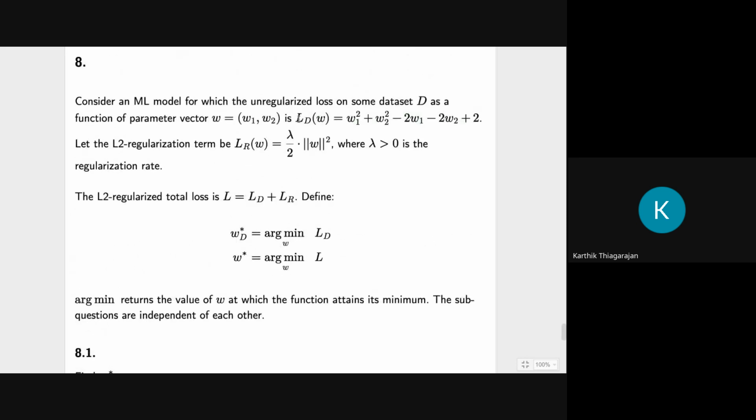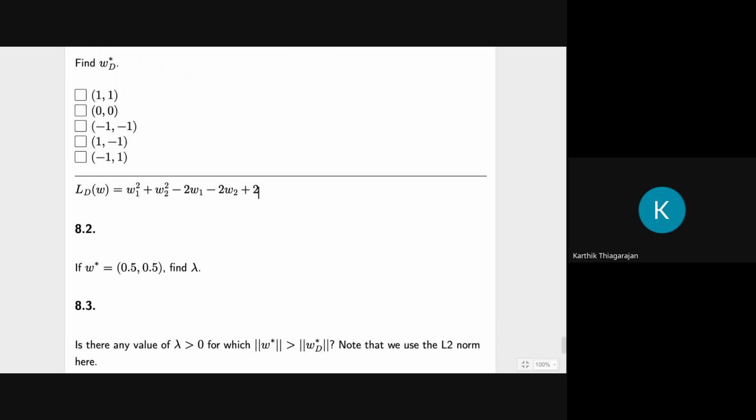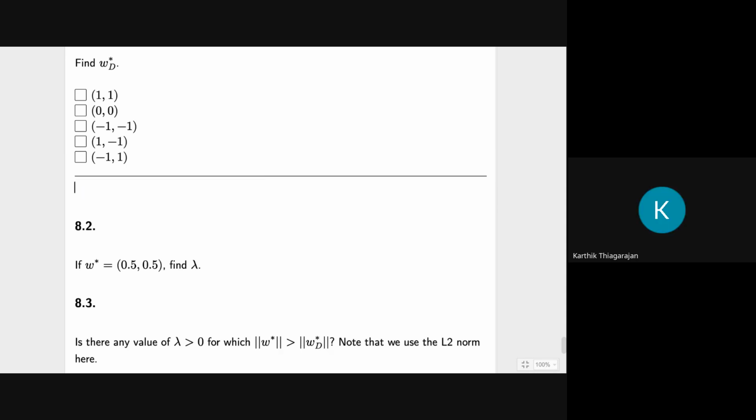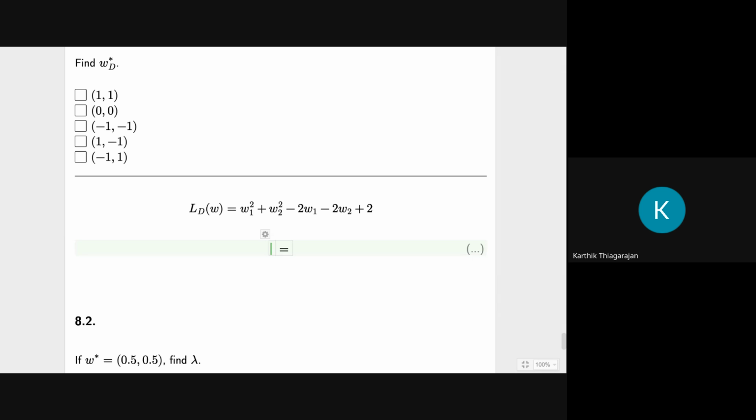How will you solve this? You need to find the minimum. Find the derivative and set it to 0, right? So what will be the derivative in this case? You get 2w1 minus 2 and 2w2 minus 2. You set it to 0 and you will end up with 1, 1. So w1 star, w2 star.